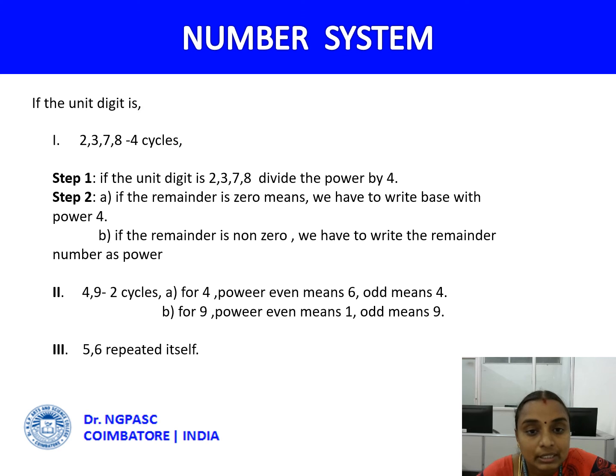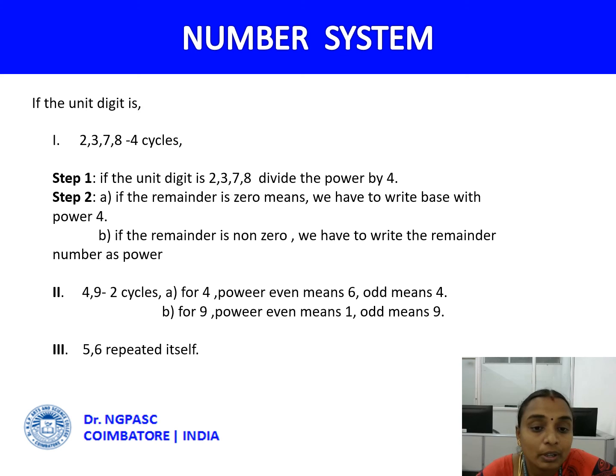So if the unit digit is 2, 3, 7, 8, as a 4 cycle, what is the first step? You have to divide the power by 4. And step 2, what you have to do? If the remainder is 0, we have to put the power as 4 there. If the remainder is not 0, we have to put the same remainder as the power. So this is the process for 2, 3, 7, 8.